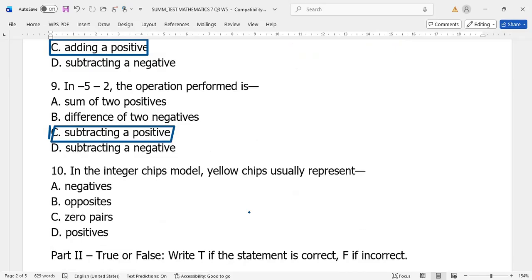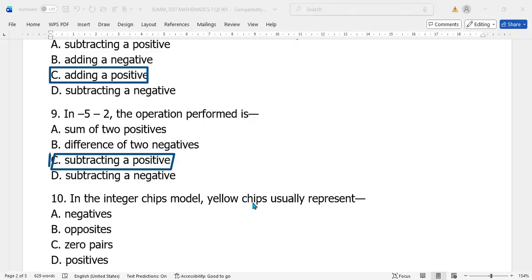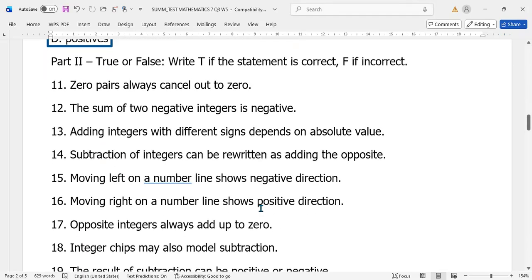Next, in the integer chips model, yellow chips usually represent negative, opposite, zero pairs, or positive. Okay, so in the integer chips model, yellow chips usually represent our positive. Red would be negative. Okay, next, let's go with true or false.